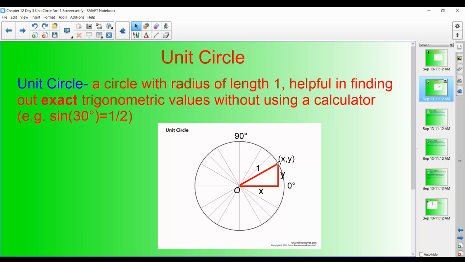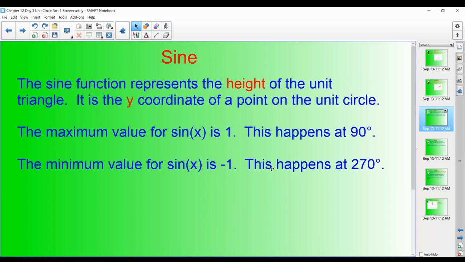Also, every point on the outside is going to have an x coordinate and a y coordinate, and it's going to come from some triangles that we're going to learn about, and the radius is length 1. So what is sine? Sine is the height of the triangle in the unit circle. It's the y coordinate. So if I'm given the coordinates on the unit circle, the y is going to be the sine.